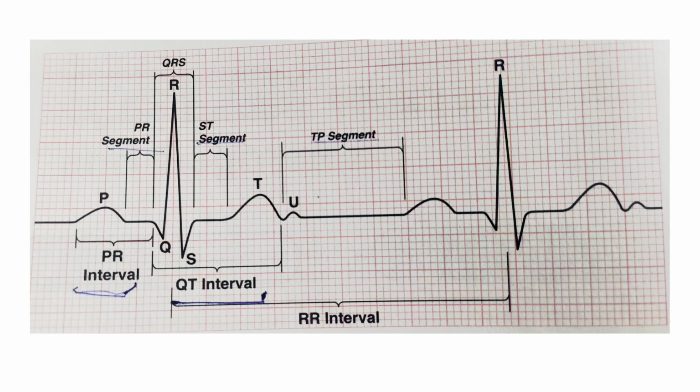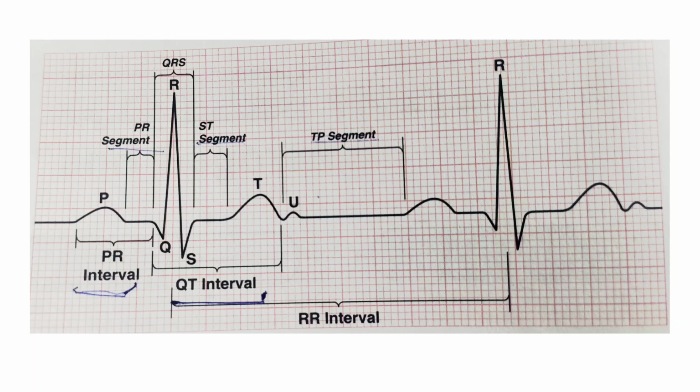Now let us understand segments and intervals. A segment is a flat portion between 2 waves. It does not include any waveform. The main ECG segments are the PR segment, which represents AV nodal conduction. The ST segment, which represents fully depolarized ventricles. The TP segment, which represents electrical rest and the true baseline.